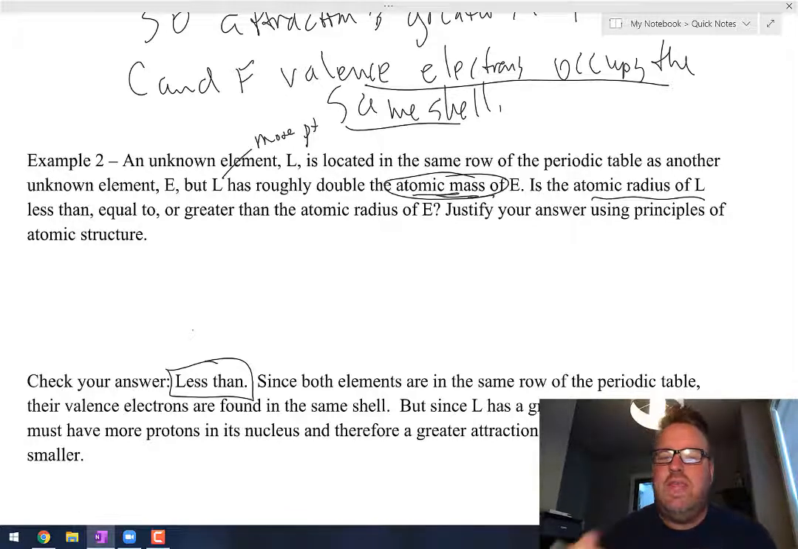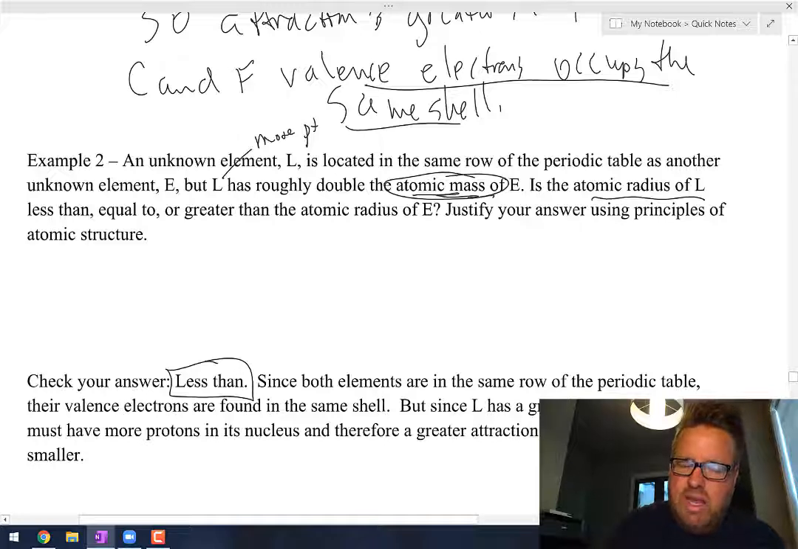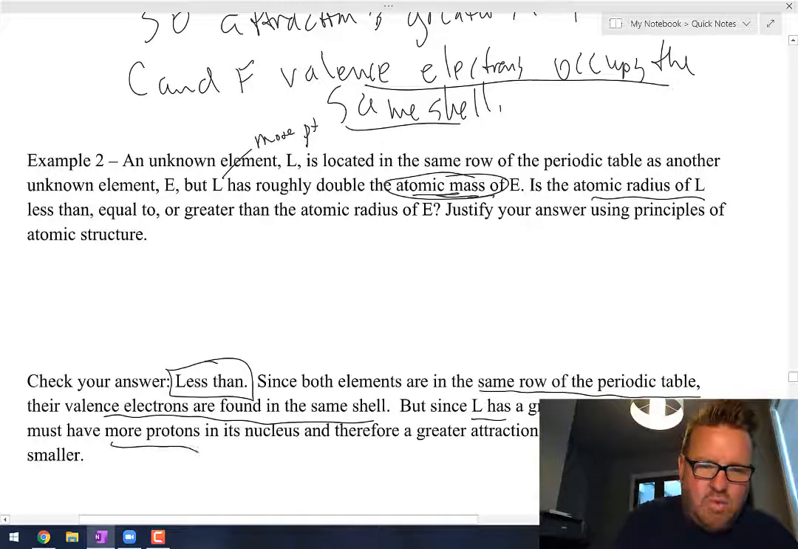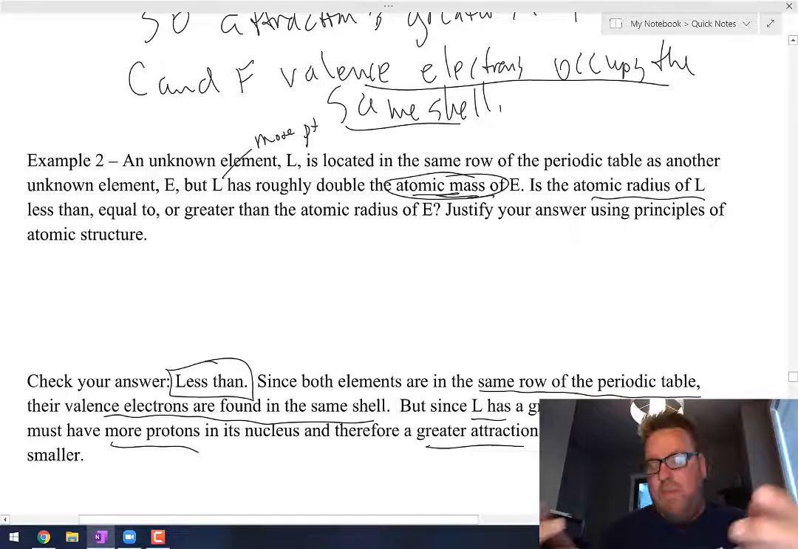Sometimes as I write the explanation, the answer comes to me. So leave a little space at the beginning if you're not sure what the answer is. But then you can just start saying, well, since both elements are in the same row of the periodic table, their valence electrons are in the same shell, but since L has more protons, it has a greater attraction, and so that means L has to be smaller.